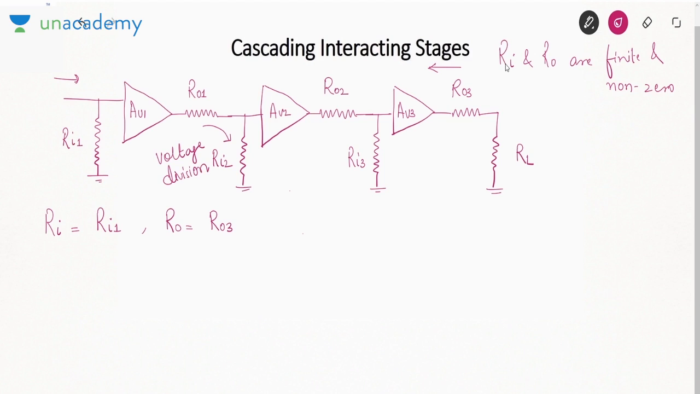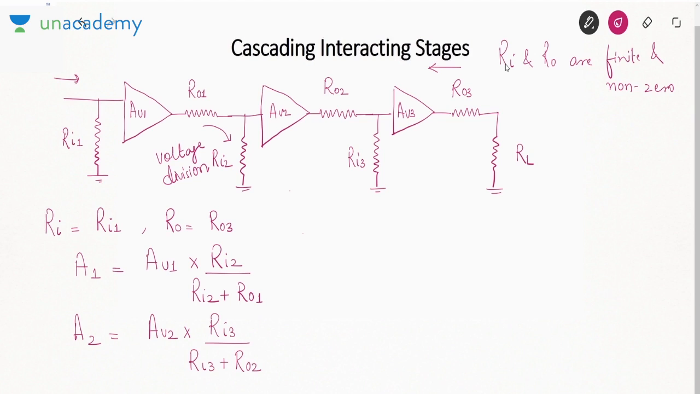Okay, like we saw the voltage division factor when we were calculating overall voltage gain, the same sort of voltage division will happen here. So what is the overall voltage gain of the first stage? Ideal voltage gain into the voltage division factor, Ri2 by Ri2 plus Ro1. Overall voltage gain of the second stage, ideal voltage gain into Ri3 by Ri3 plus Ro2. Voltage gain of the third stage, AV3 into RL by RL plus Ro3. So that is how we can find out the overall voltage gain. Now the overall gain will be A1, A2 and A3.